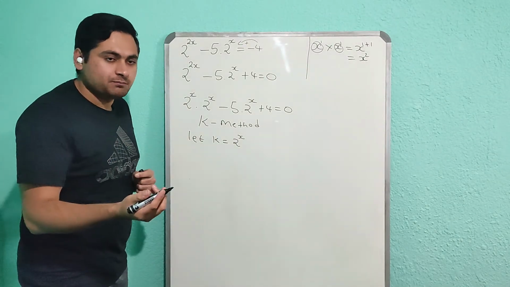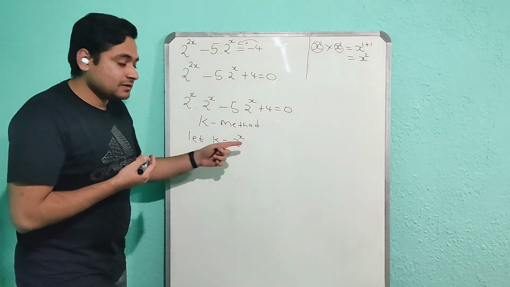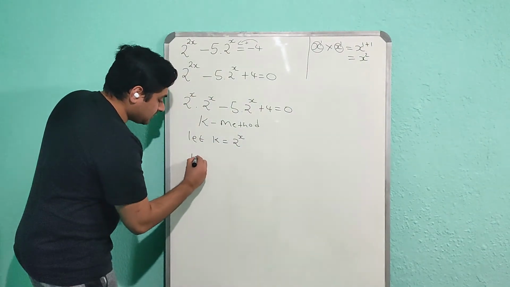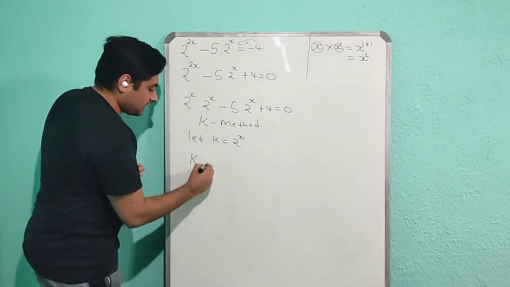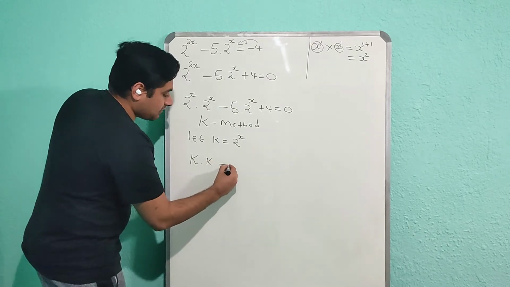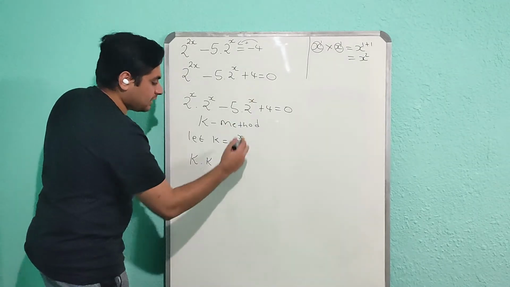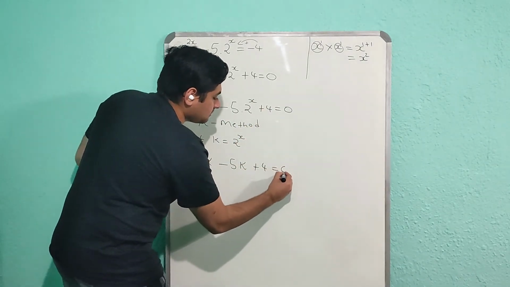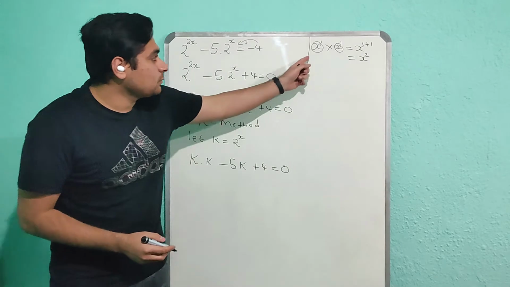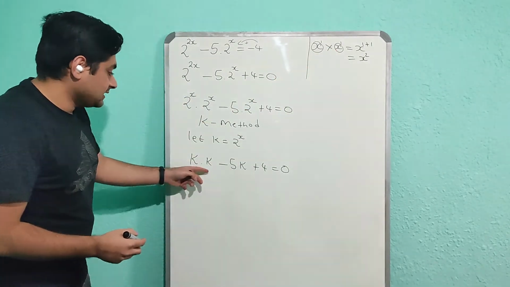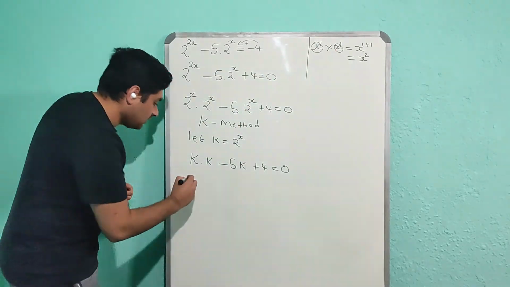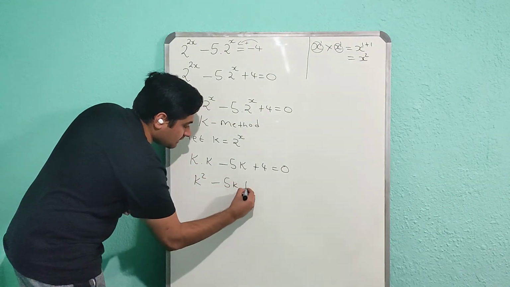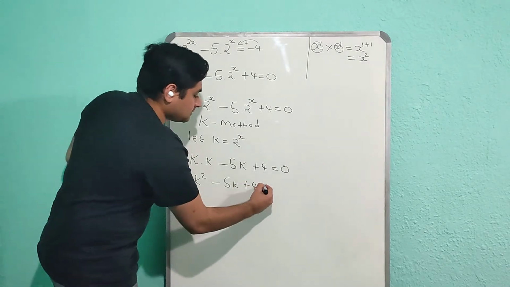So what do we mean? Wherever you see 2 to the power x, we'll be replacing that with k, okay? So we have 2 to the power x, replaced with k, times 2 to the power x, replaced with k, minus 5 times 2 to the power x, replaced with k, plus 4 is equal to 0. As we discussed, we got the same power, right? So we have k times k, which changes to k to the power of 2. So we got k to the power of 2 minus 5k plus 4 is equal to 0.